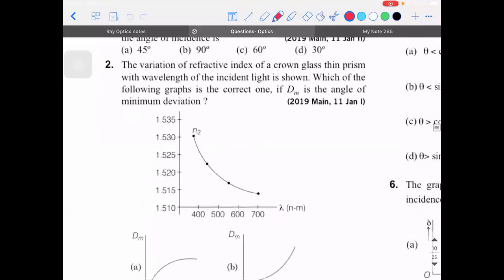Next, let's see: the variation of refractive index of a crown glass thin prism. Thin prism means it's a small prism. Okay? The variation of a refractive index of a crown glass thin prism with wavelength of the incident light is shown. Okay, the variation of refractive index with wavelength is shown. Which of the following graphs is correct one if dm is the minimum angle of deviation?